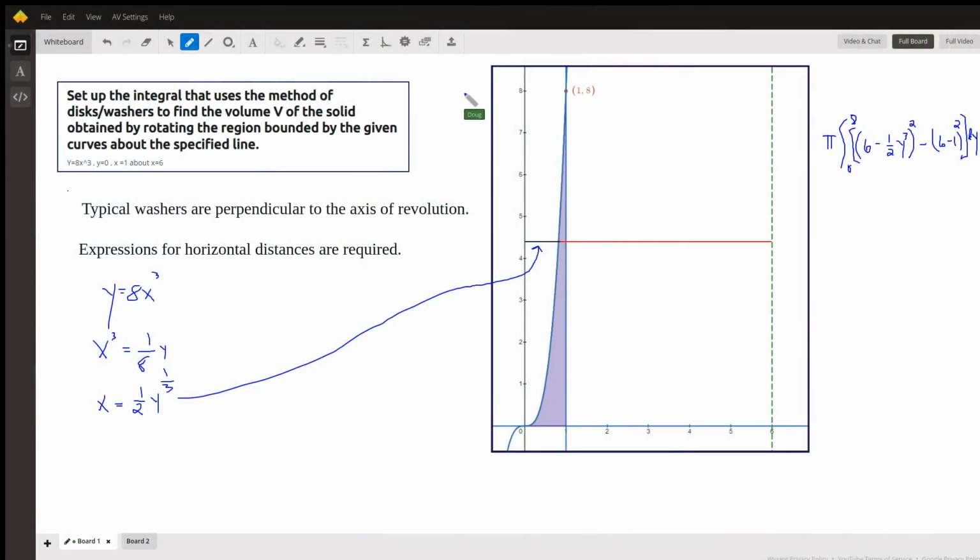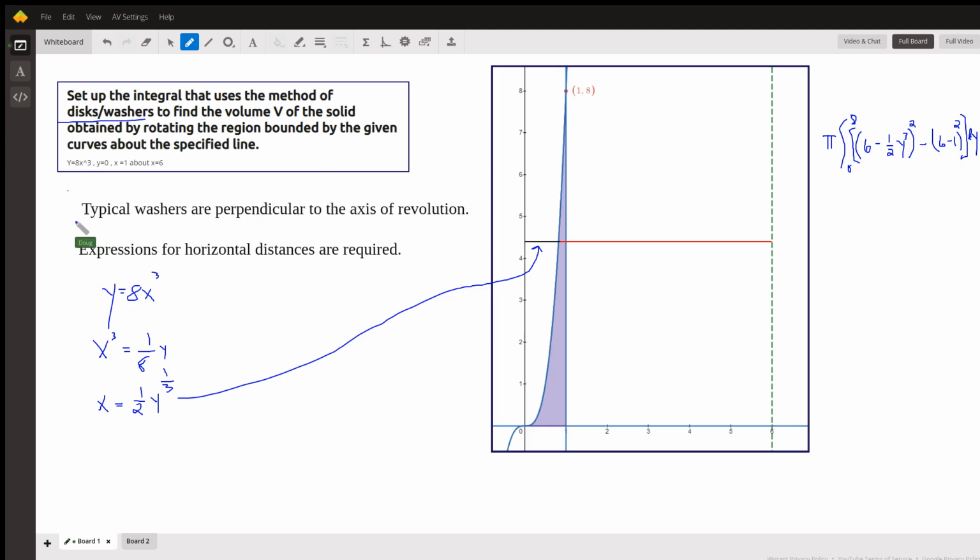Okay, this purple region is the region in question, and we're going to revolve that region about the line x equals 6, this dashed green line, and we're supposed to use the method of disks and washers. Turns out it would probably be easier to use the shell method.